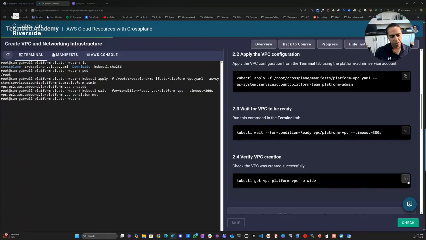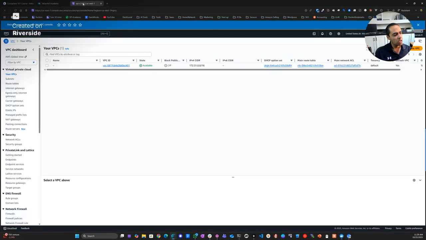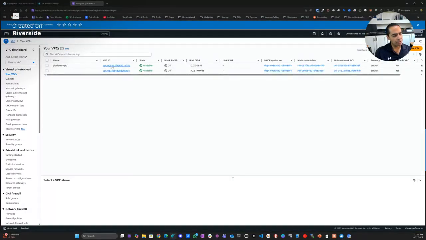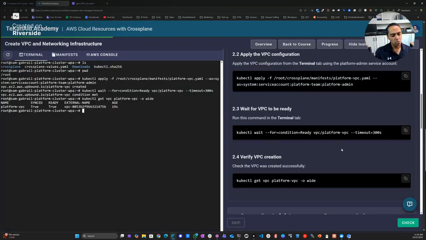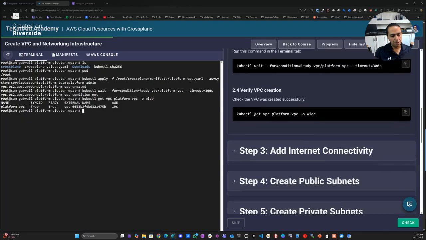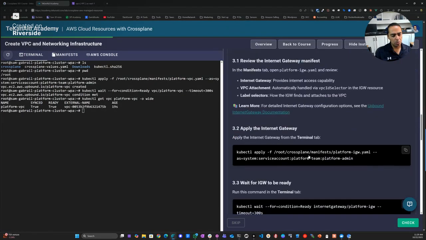So if you give it a minute or so. Okay, looks like it is done. And there we go. This command, kubectl get VPC, shows us that this VPC called platform VPC is synced and is ready to go. And it gives it the unique identifier for that VPC inside of AWS. So now if I go into AWS and refresh, I see that here's my platform VPC that we just created, and that got created automatically for me from within Kubernetes using my Crossplane, right? And we can continue on and on.